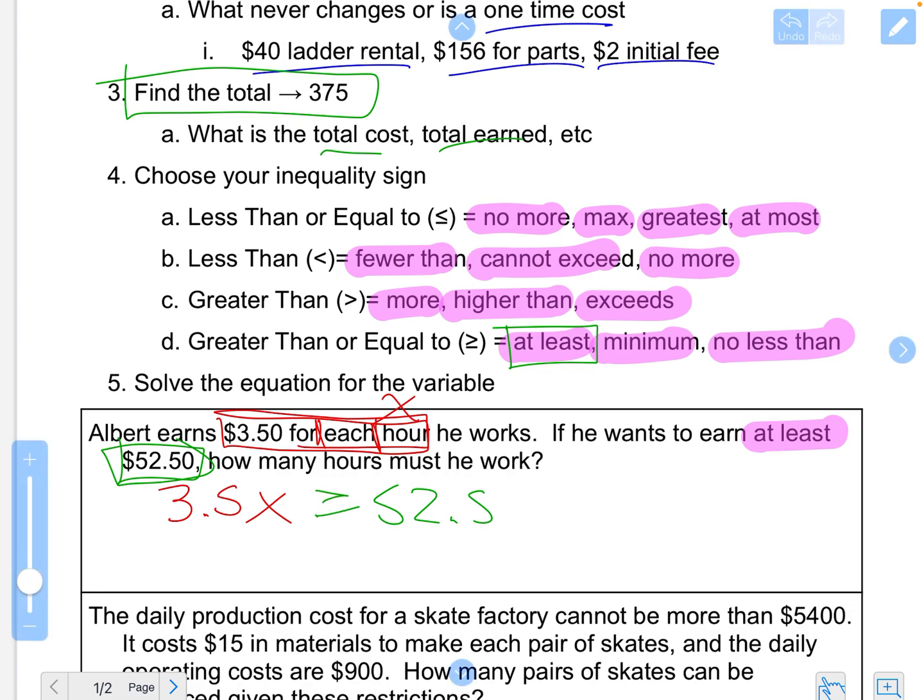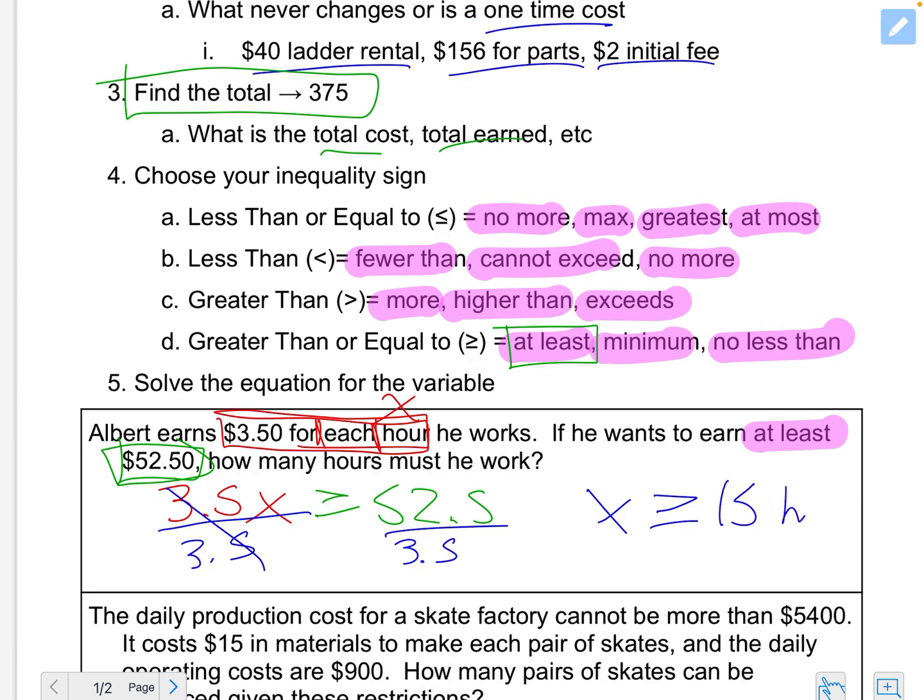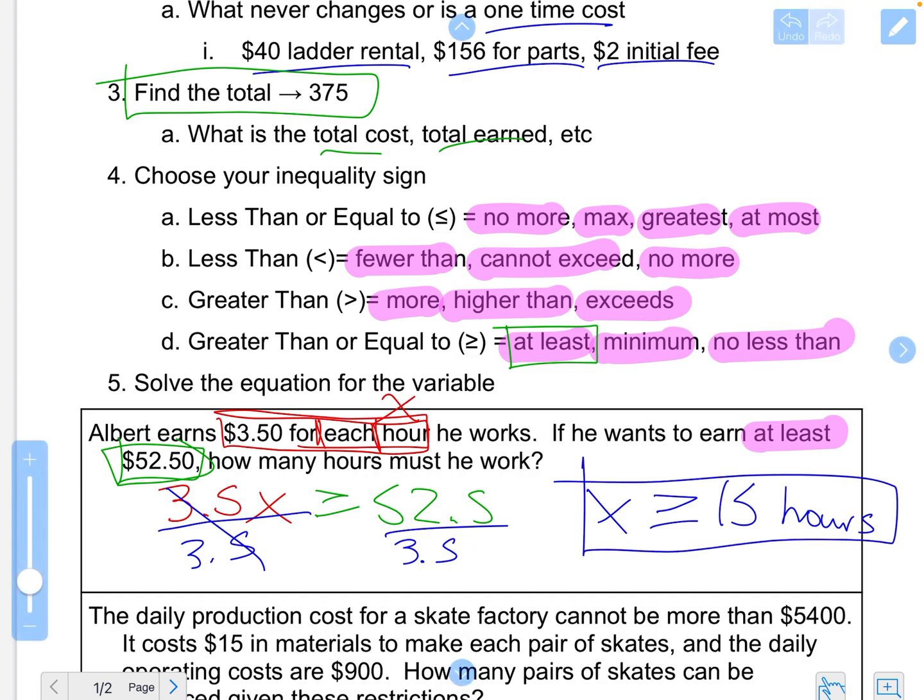Now, if you'll notice, there was no initial fee or parts. There was just our variable term. So I don't need to worry about constants. I can just solve. Anytime I have a number next to a letter, that means multiply. The opposite is divide. What I do to one side, I must do to the other. My 3.5s cancel, so I'm left with x is greater than or equal to, and then let me get my calculator out. 52.5 divided by 3.5 is going to be 15 hours. So he needs to work at least 15 hours to earn $52.50.